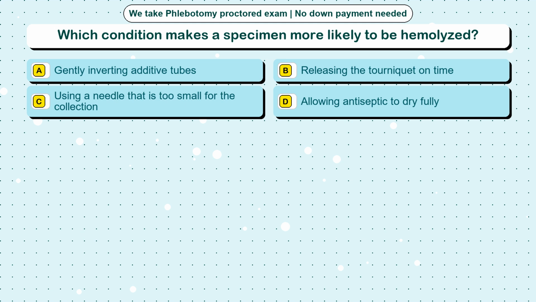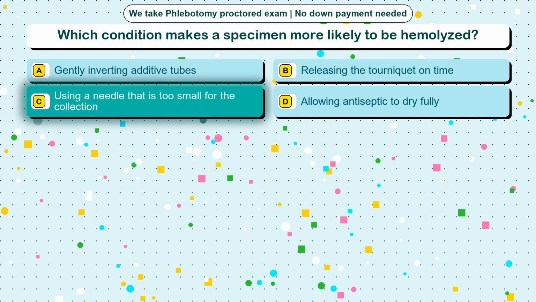Question 63. Which condition makes a specimen more likely to be hemolyzed? Option A, gently inverting additive tubes. Option B, releasing the tourniquet on time. Option C, using a needle that is too small for the collection. Option D, allowing antiseptic to dry fully.